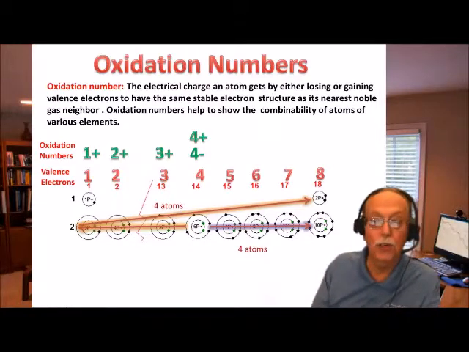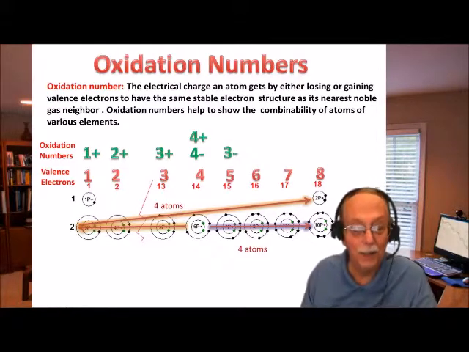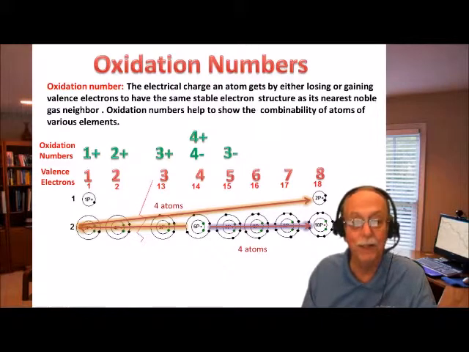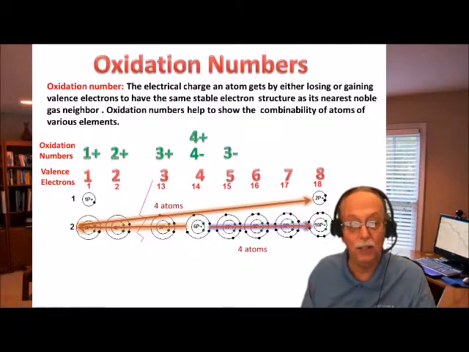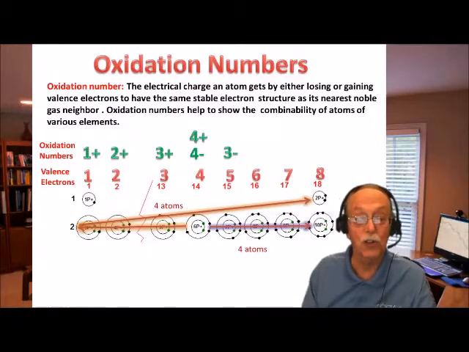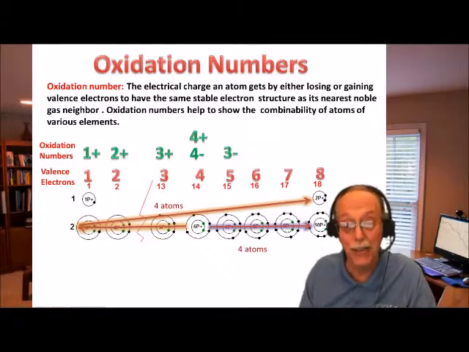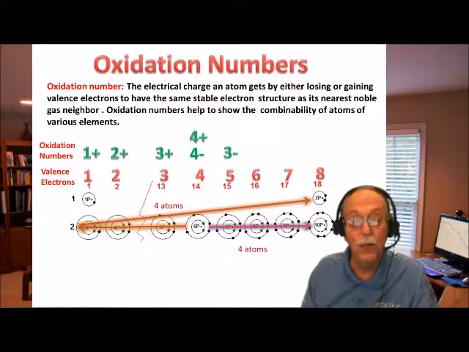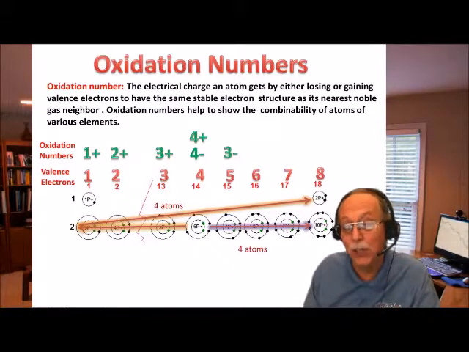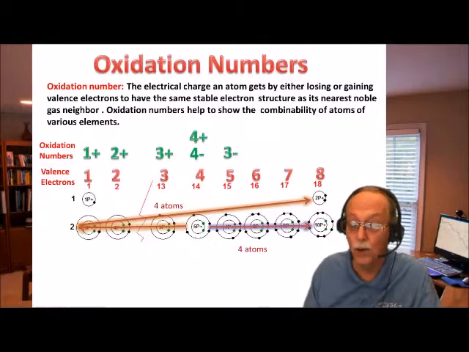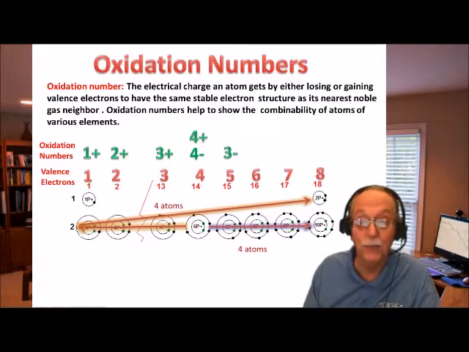Well, our elements in group 15 have an oxidation number of -3. Again, these elements from 15, 16, 17, they're going to be gaining valence electrons to get the stable electron structure of their nearest noble gas neighbor, which is neon. So elements in group 15 gain 3 valence electrons to get a stable octet of 8 like neon, and that gives them 3 extra negative charges. So the oxidation number is -3.